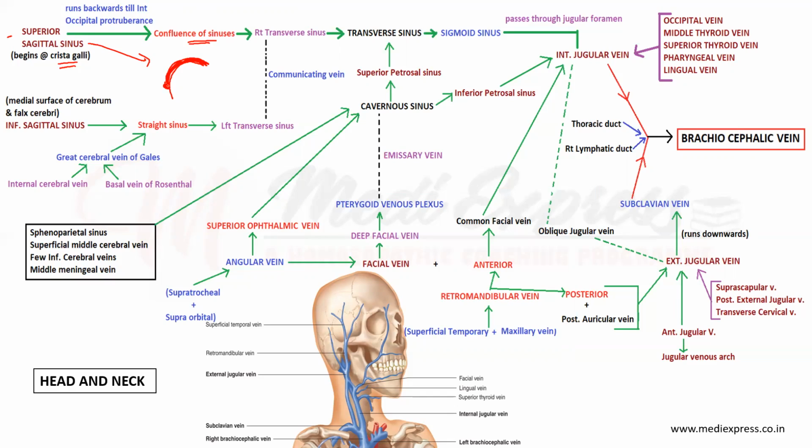From there, we have a right transverse sinus. On one side, the superior sagittal sinus turns into the right transverse sinus. In the same way, the straight sinus is also there, and that becomes the left transverse sinus.